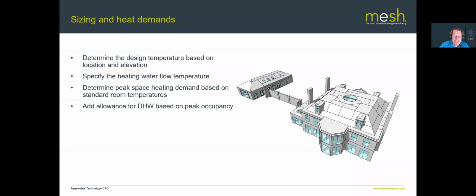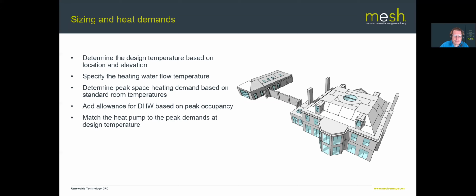And peak occupancy is usually determined by counting the number of bedrooms and adding 1, because you assume that you're going to have 2 people in the master bedroom and then 1 person in each subsequent bedroom from there, and that gives you a pretty good idea of what your domestic hot water load is going to be.